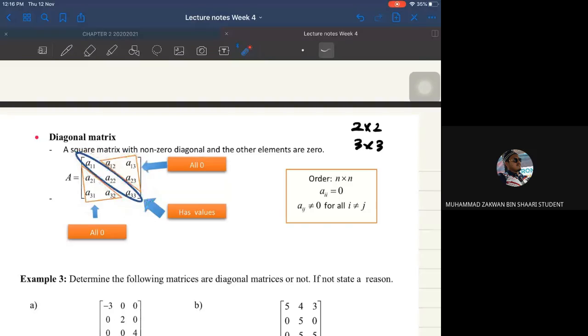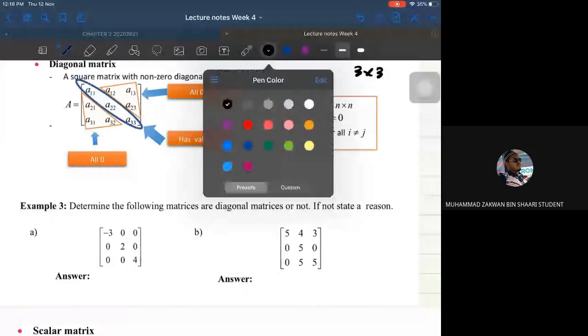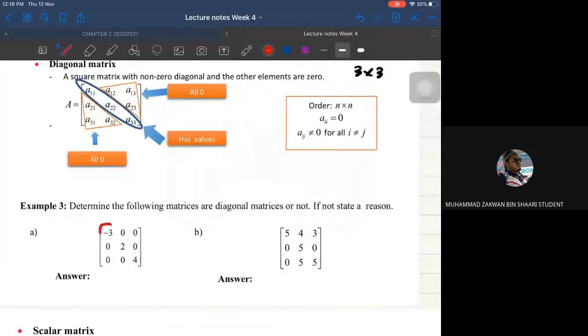Okay, so for this one, determine the following matrices are diagonal matrix or not. If not, state a reason. So for the first one here, this is clearly a diagonal matrix since diagonal sahaja yang ada value. Okay, so this is yes. Okay, for this one, is this a diagonal matrix?